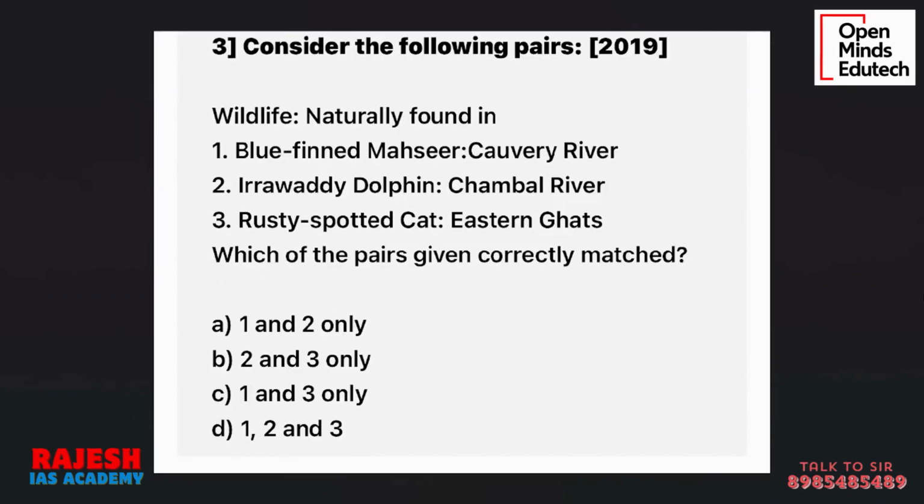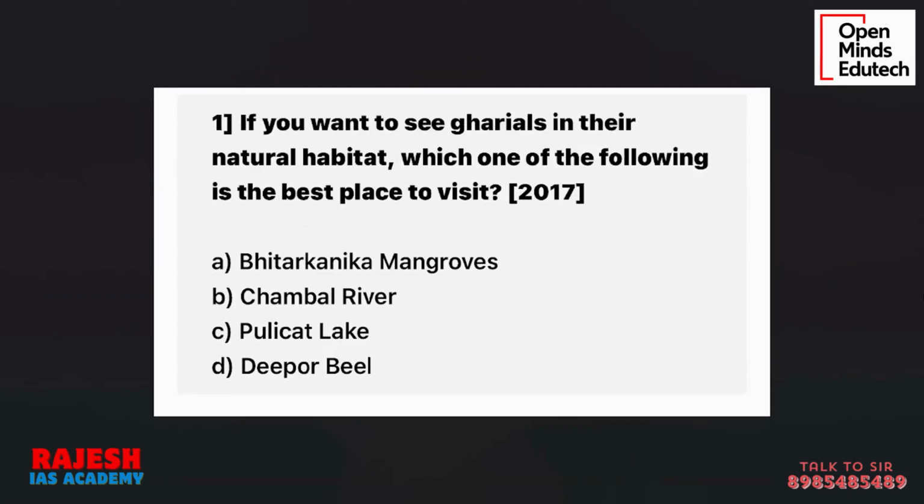So habitats also we are supposed to know here, which animal is available where. If you want to see gharials in their natural habitat, which one of the following is the best place to visit? So gharial is a type of crocodile. Okay, we will also see it in our PT365. So where will you find it? Again, they are not giving regions, they are giving rivers, mangroves. You should also know where it is located in India.